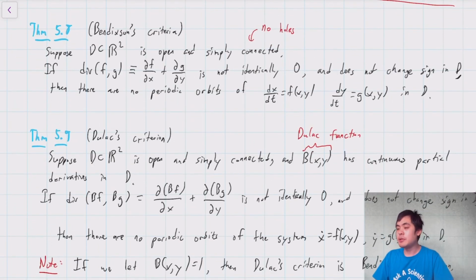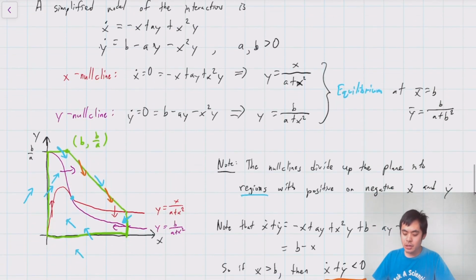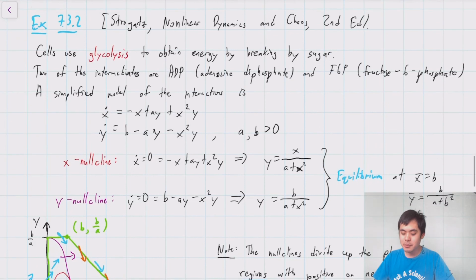We also gave two different criteria for showing that there are no periodic orbits, and here we worked with open and simply connected sets. These are open sets that don't have any holes. It turns out that if you look at the divergence of the system, possibly multiplied by a Dulac function, then if that is not identically zero and does not change sign in this open set, there are no periodic orbits. And so you can apply both of these.